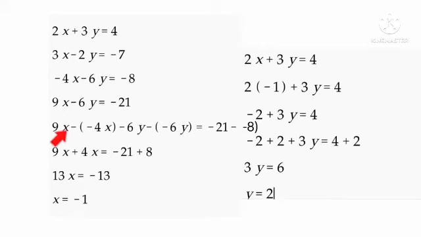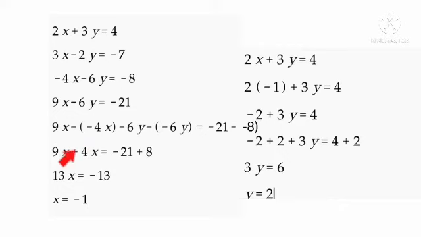So we are going to have 9x minus 4x, because we have 9x here. And then we are going to have negative 6y minus negative 6y. And then we are going to have negative 21 minus negative 8.